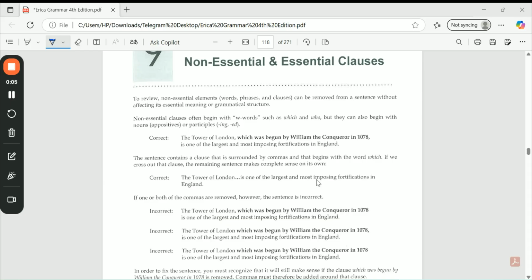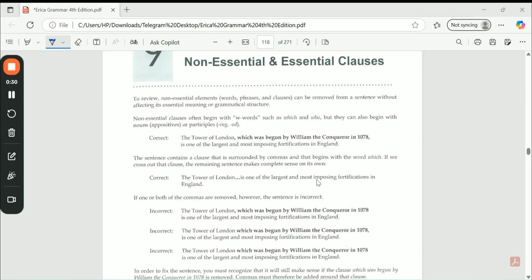If you are preparing for the ACT, grammar questions can be tricky, but don't worry, I've got you covered. Today we are breaking down essential and non-essential clauses. This is one of those topics that shows up again and again, so if you master it, you will grab some easy points on test day. Alright, so let's move on and look at an example together.